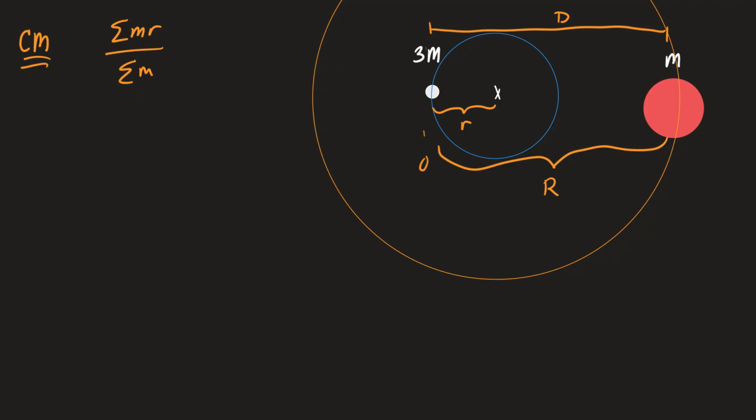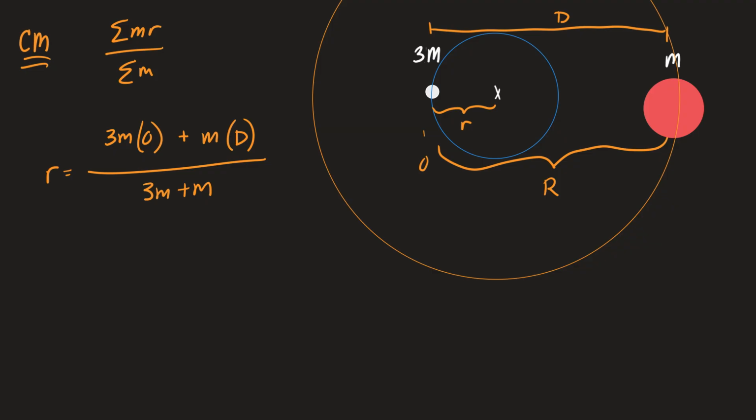Now, the top part of this is pretty straightforward. We take the mass of each object and multiply by how far away they are from the reference point. So the black hole has a mass of 3m, and it's located 0 distance away from the reference point because it is the reference point. Then we add to it the mass of the red dwarf times its distance away from the black hole, because that's the reference point. Then we divide the whole thing by the total mass of the system, 3m plus m. This is going to give us r, the orbital radius.